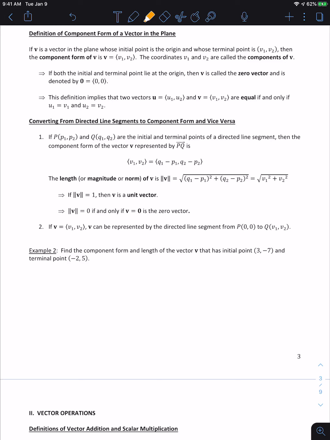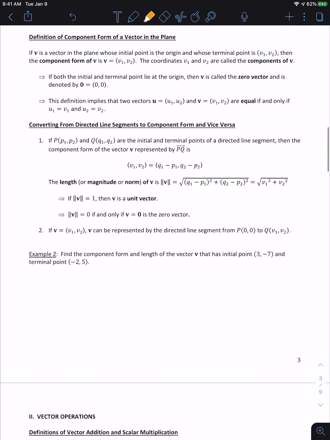So this is matching up with what we talked about before, because if we think about the directed line segment being like the distance, well, if my initial point is 0, 0, and I end at v1, v2, then I'm going to call the vector where I end at, because that would be kind of like the distances.